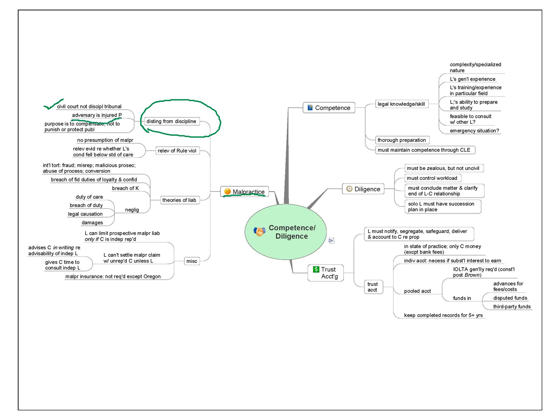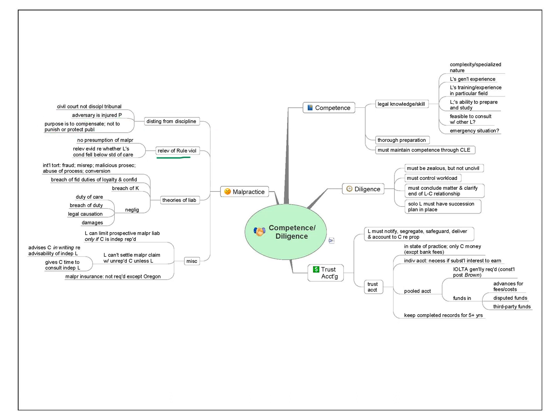The adversary is the injured plaintiff, not the Office of Disciplinary Counsel, and the purpose is to compensate the injured plaintiff, who is usually a client, former client of the lawyer, not to punish or protect the public.